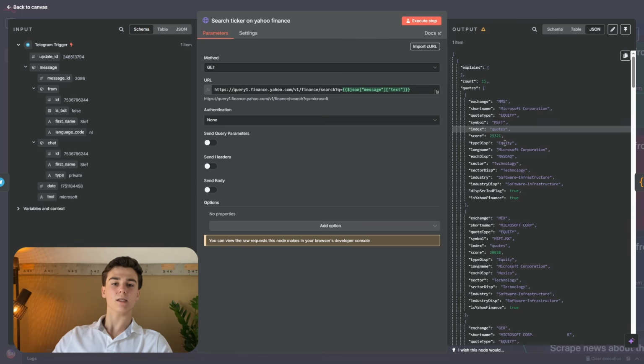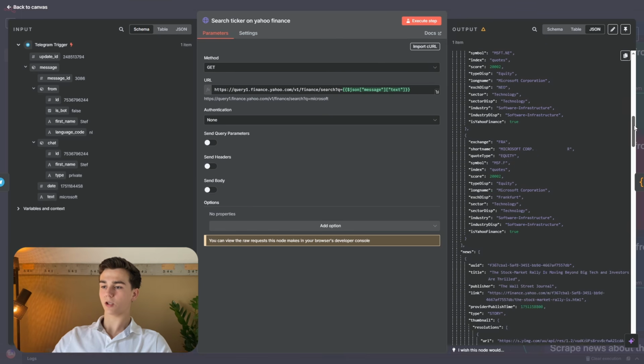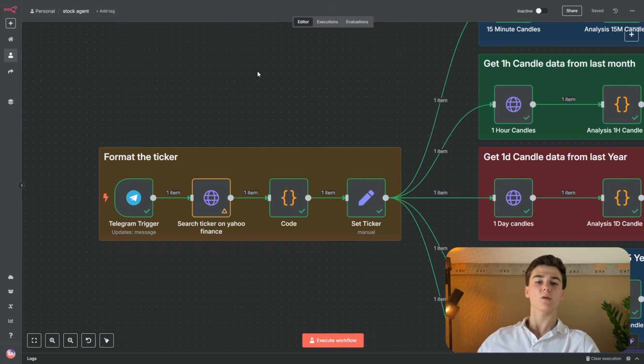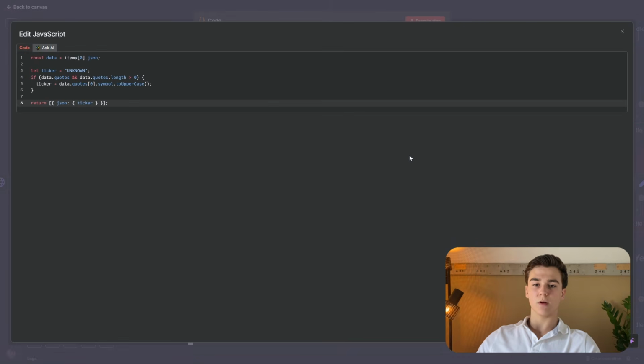So this will also be needed for later on when we are going to scrape the candlestick data. And then we have some more information about this stock. After the HTTP node, we will send the data to a code node where we're going to verify all of the data that we have just received. And then we will change the ticker, so MSFT, to all uppercase because this is needed for later on with the candlestick data. So in this code node, you will do a language of JavaScript, and then the JavaScript will be this. So it is a small JavaScript.